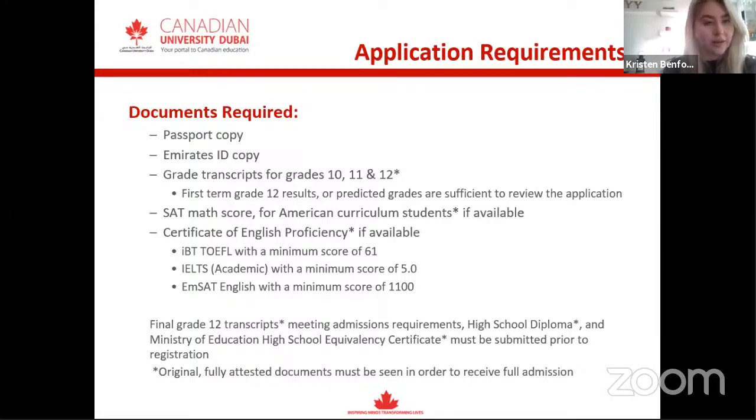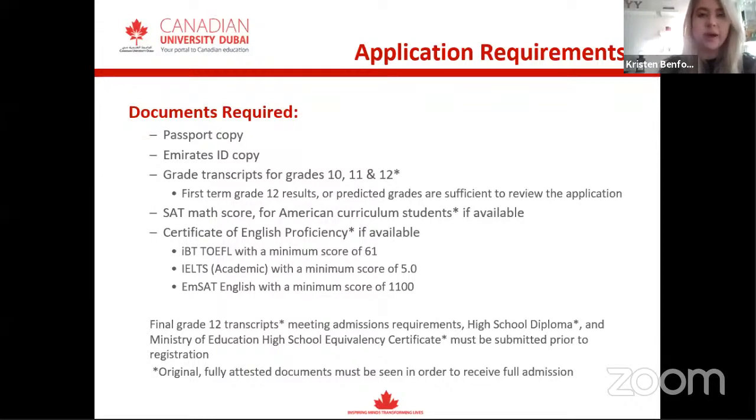Of course, if you are in the American system, we have an SAT that is required. We only look at your math mark, so not to worry, we just want a 450 in your math. And then we do have English proficiency requirements that are set by the Ministry of Higher Education here because we are accredited. So IELTS, TOEFL, or for those of you who live in Dubai, MSAT is required. Again, anything that you have, we're able to do case-by-case basis.